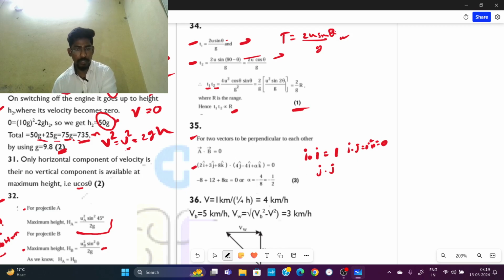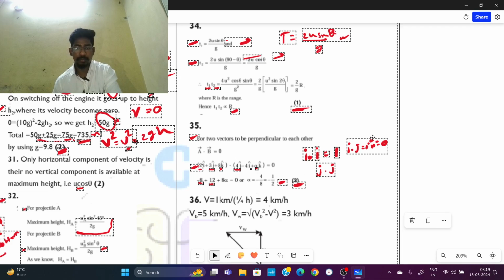So if we take the dot product, that is 2 into minus 4, which is minus 8, 3 into 4, which is 12, and plus 8a. So minus 8 plus 12 plus 8a equals 0, that means plus 4 plus 8a equals 0, so a equals minus 4 by 8, that means minus half. Therefore option number 3 is correct. Okay, now moving on to the next question.